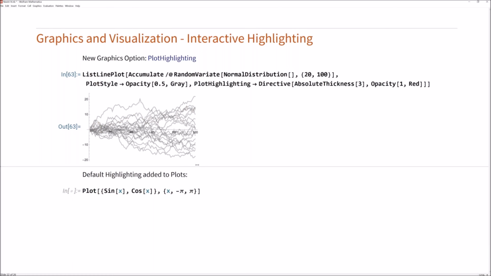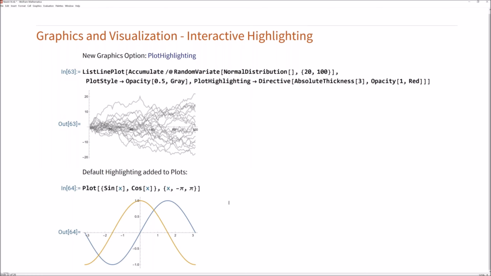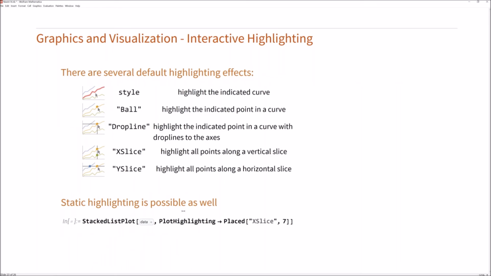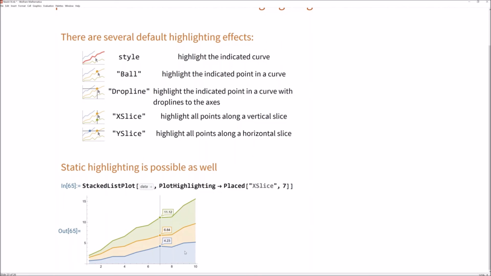And plot highlighting has also been added as default options for your normal plots. So for example, if you plot sine and cosine here and you hover above the curves, you will see the coordinates displayed according to your mouse position. There are several plot highlighting styles available, which are listed here. And in case you need static highlighting, not based on the current mouse position, but at a given position, you can use the Placed directive, which produces the plot highlighting at the given position 7.